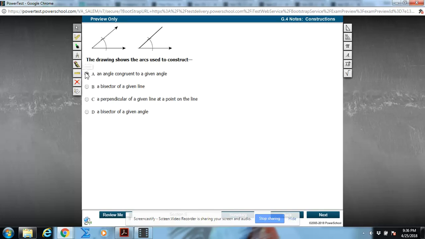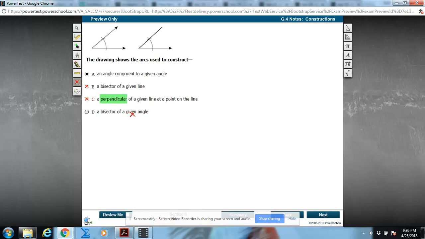So our answer is A. These other answers don't make sense. A bisector of a given line. We were given an angle, not a line. None of these lines are being bisected, so that's out. A perpendicular, there's nothing perpendicular in this entire picture. No right angles here, so that's out.